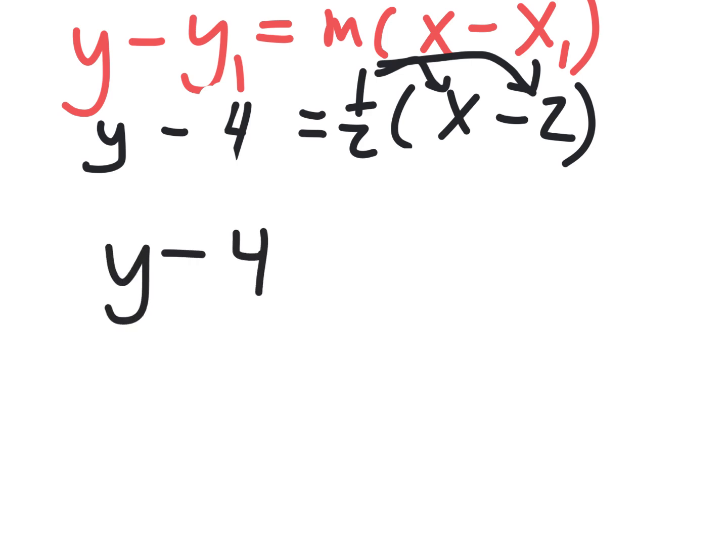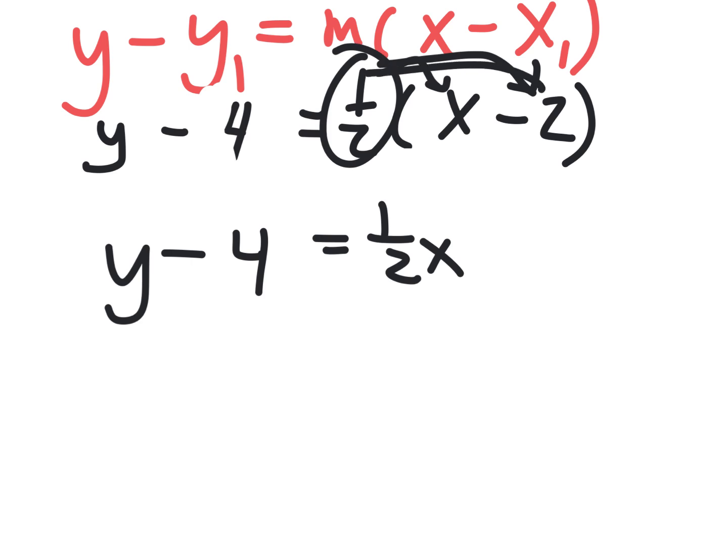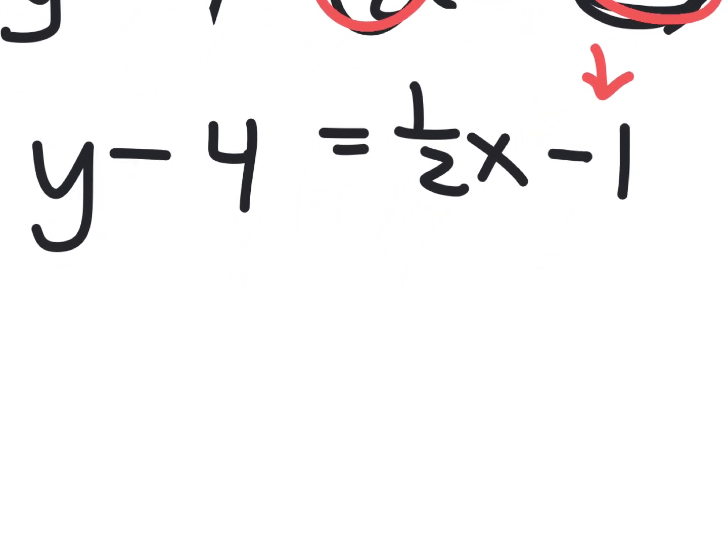Y minus 4 equals 1/2 x, and then the 1/2 gets timesed by the negative 2. Half of 2 is 1, but I got to make it negative, minus 1. If nothing else, your calculator could have gone 0.5 times negative 2, and you would have got negative 1 right there. So what's wrong with this? Can't I just leave it like that?